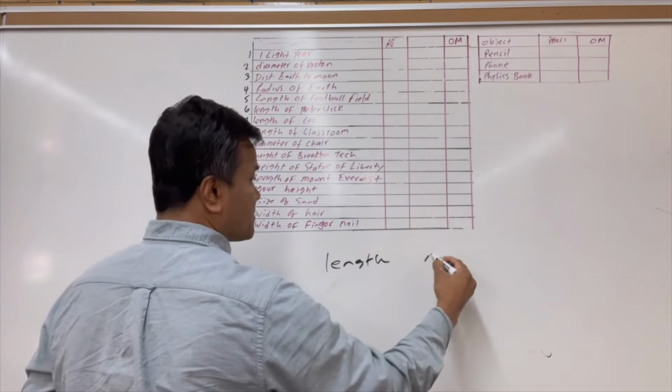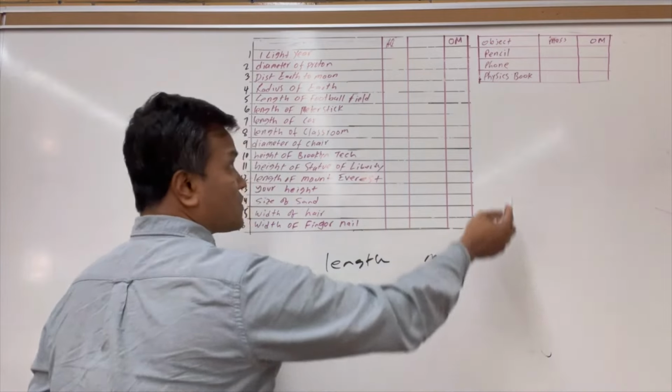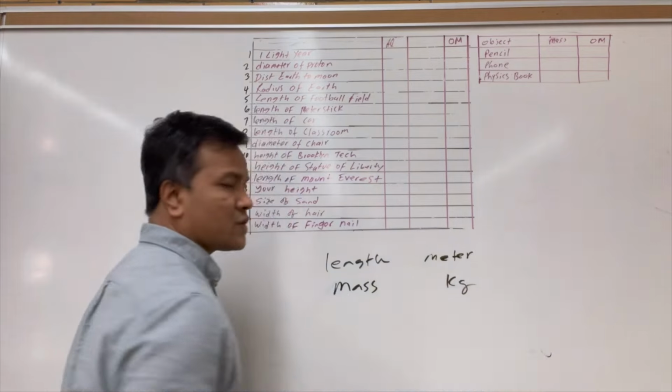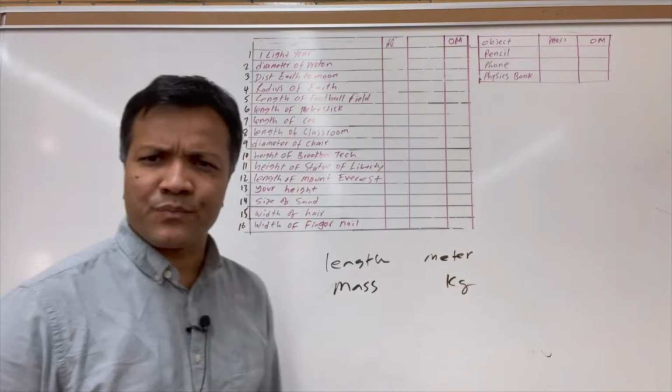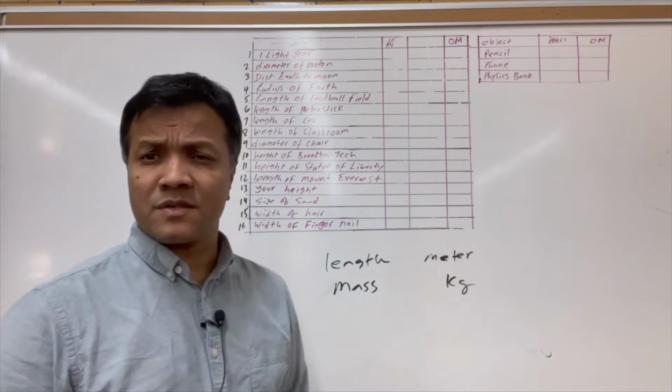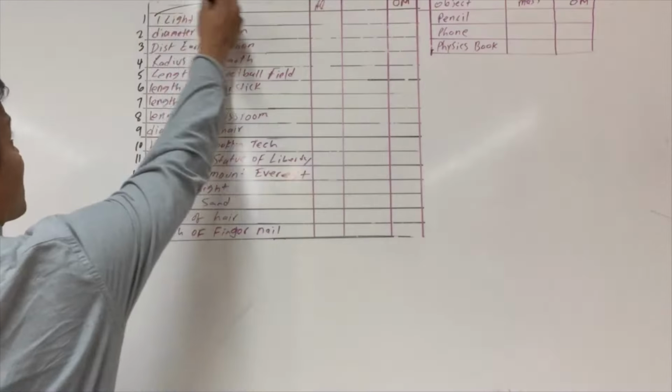Length is of course meter. And this we're going to do mass. The SI unit for mass is kilogram. So if you measure it in milligram, you have to convert it to kilogram. If you measure it in millimeter, you have to convert it to meter.